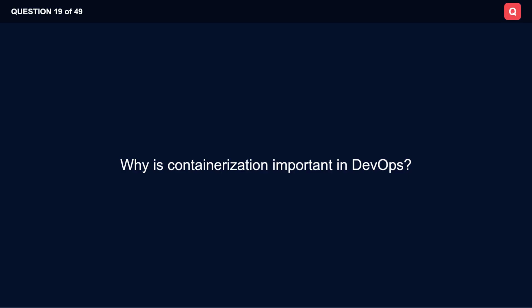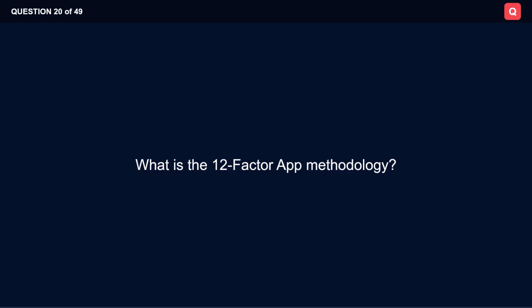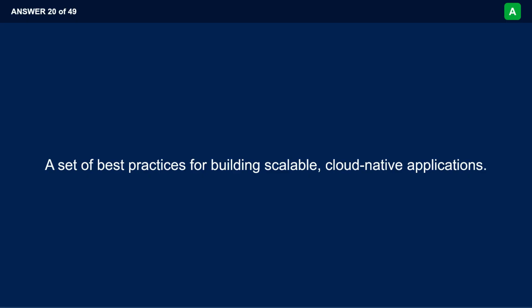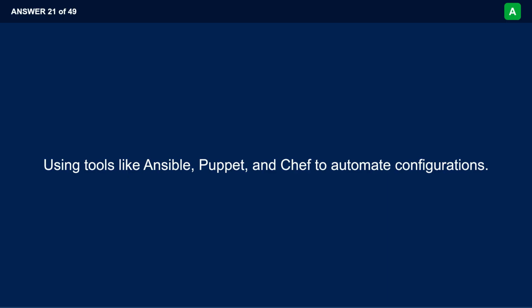Why is containerization important in DevOps? Containers provide portability, consistency, and efficient resource utilization. What is the 12-factor app methodology? A set of best practices for building scalable, cloud-native applications. How do you handle configuration management in DevOps? Using tools like Ansible, Puppet, and Chef to automate configurations.